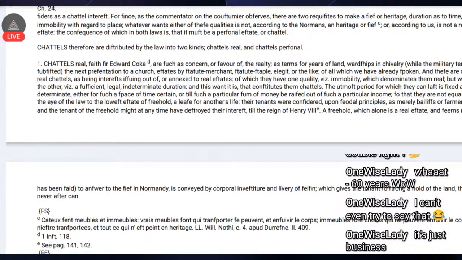Chattels, therefore, are distributed by the law into two kinds, chattels real and chattels personal.